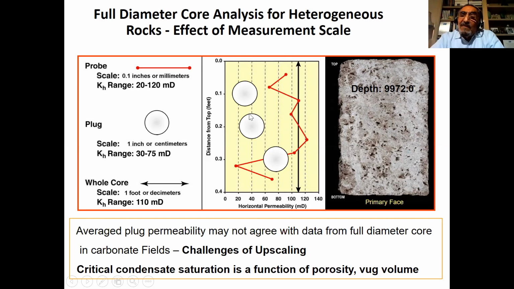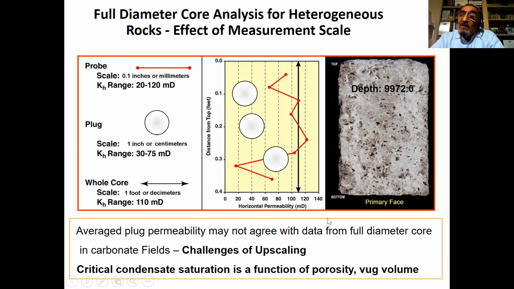There is no way, by addition or averaging of these, that you can come up with the permeability of the full diameter core. So basically, averaging permeability may not agree with the data from the full diameter core, particularly in carbonate rocks. So this is the challenge of upscaling. You need to know the details of the rock properties.